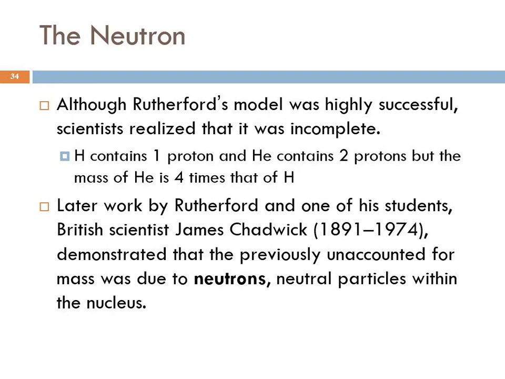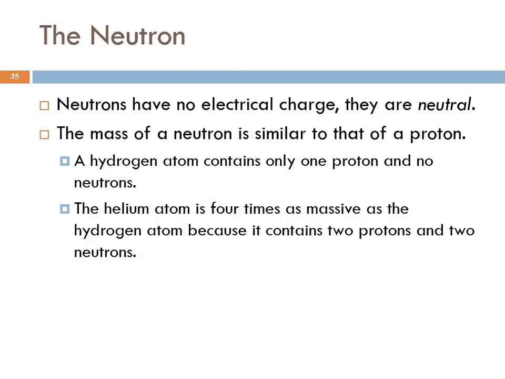So, not complete. So, later work, still by Rutherford and another of his students, James Chadwick, demonstrated that the previously unaccounted for mass was due to neutrons, that there was another particle inside the atom that also had mass. So neutrons. Neutrons have no electrical charge. They're neutral. Isn't that nice? Neutrons are neutral. No charge. Neutrons have a mass that's very similar to the mass of a proton. And so this explains the mass difference between hydrogen and helium.